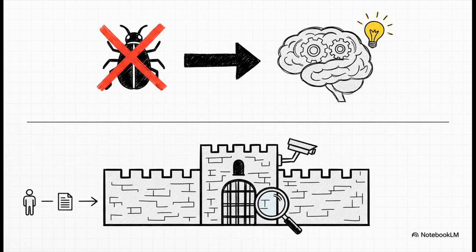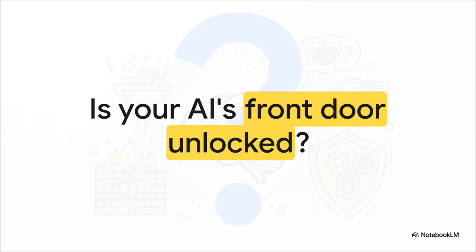The only sane way forward is to adopt a zero-trust policy. Treat all external input, whether it's from a user or a document, as untrusted. Period. So, I'll leave you with this one question to think about for your own projects. After everything we've just covered, take a really hard look at your system. Is your AI's front door unlocked?